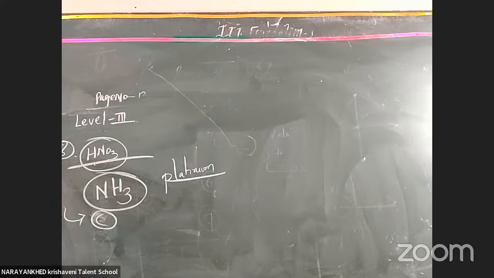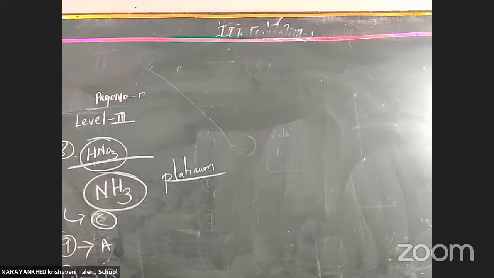The eighth answer is C. Okay, the ninth answer is A. Okay, the tenth answer is, we have taken it as what? B. Why? Because it is a Lewis acid. The magnesium oxide is the Lewis acid. What actually?